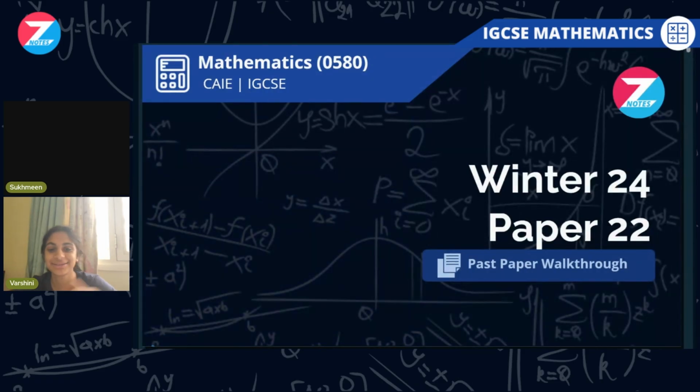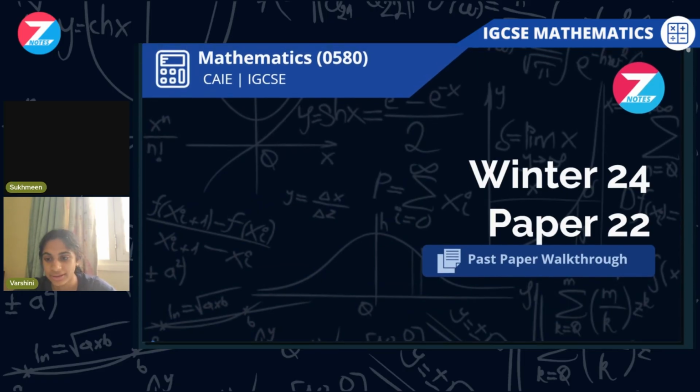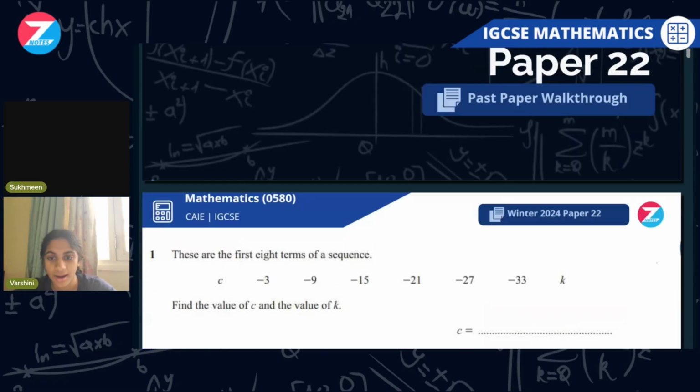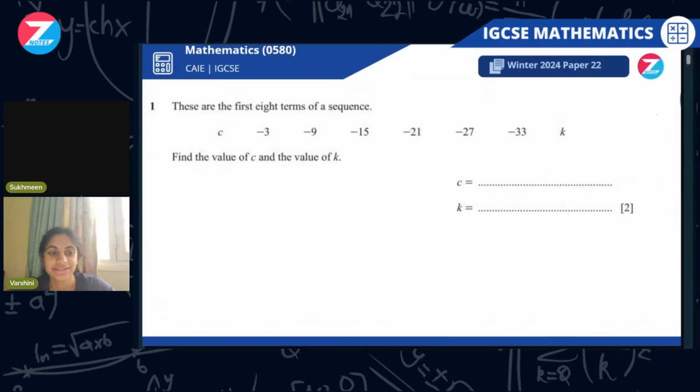Yeah, hi everyone. So today I'll be doing paper 2 from winter 2024, October, November. Right. Okay, so this is the first question. These are the first 8 terms of a sequence. So it's C, minus 3, minus 9, minus 15, minus 21, minus 27, minus 33, and K. And C and K are just random variables. So they want us to find the value of C and the value of K.